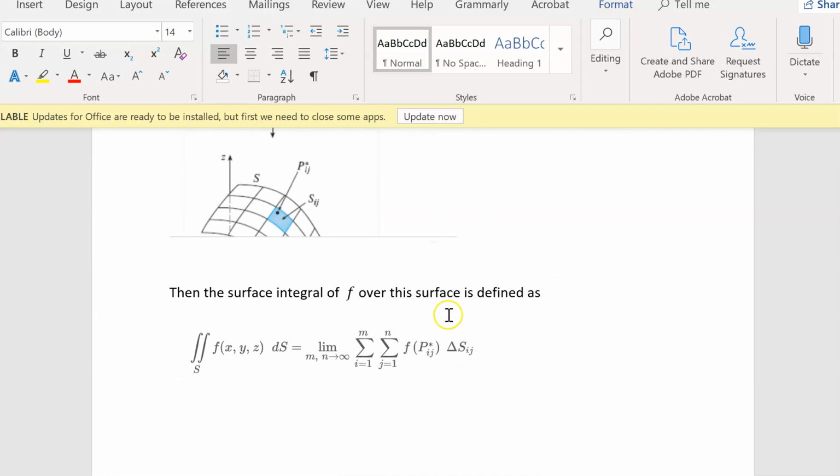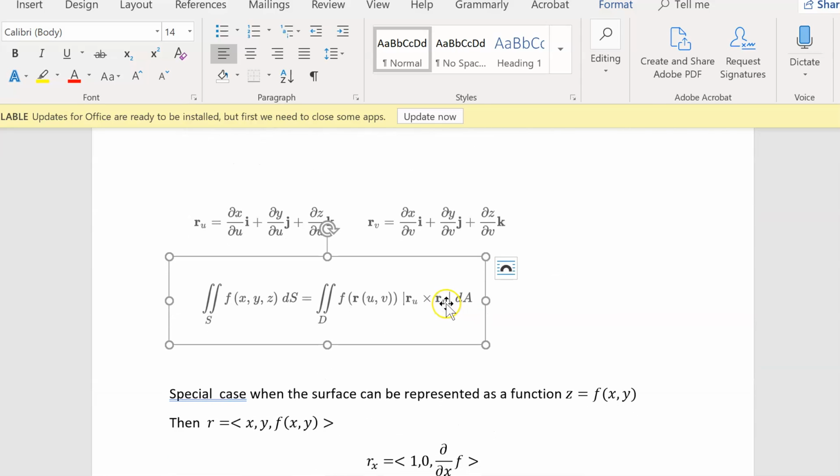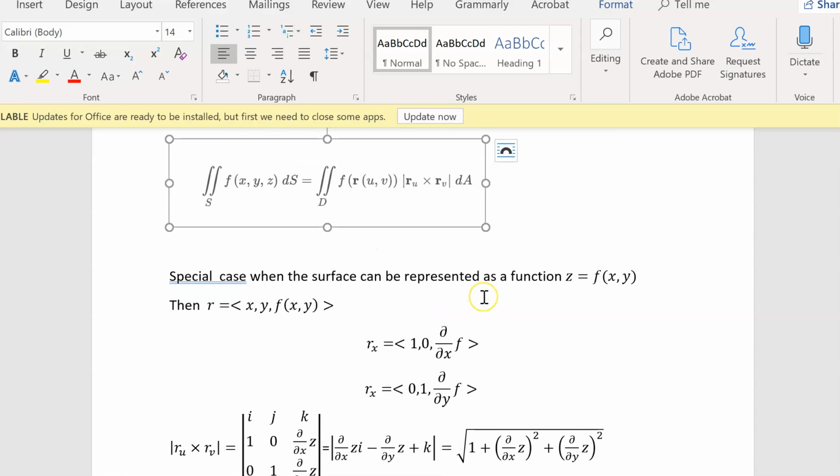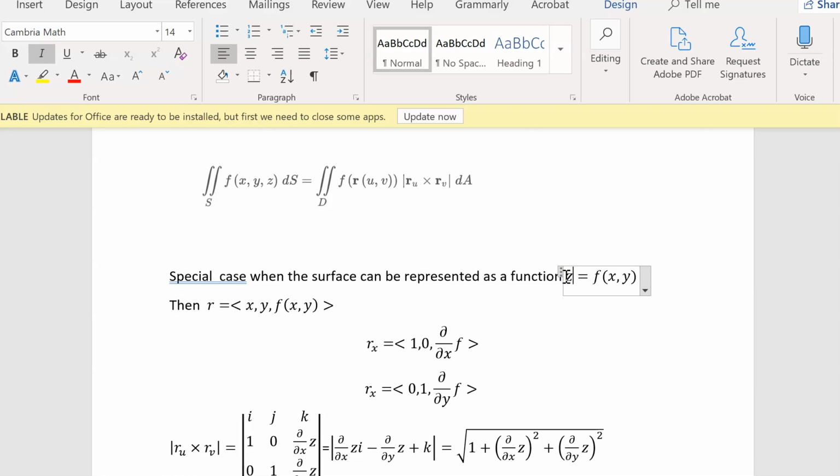Okay, so it's easiest to explain this through an example. But before we go to an example, let's look at a situation where the parameterization is pretty simple. We learned in the section that we dealt with parameterized surfaces that if we can write the surface as z equals some function of x and y, there is an automatic parameterization where the first parameter is x, the second parameter is y, and the third parameter is z, which is actually f of x, y.